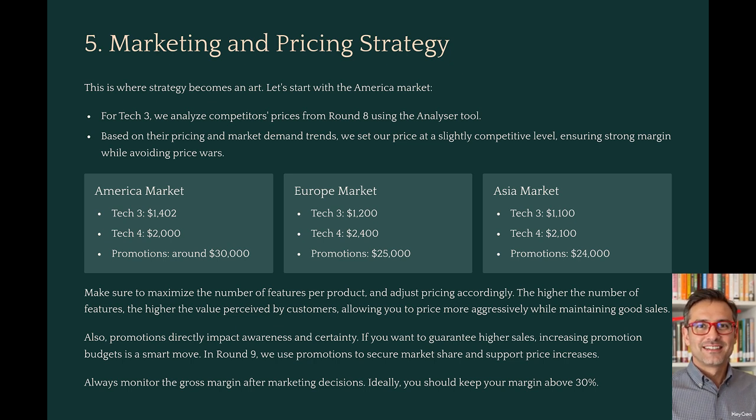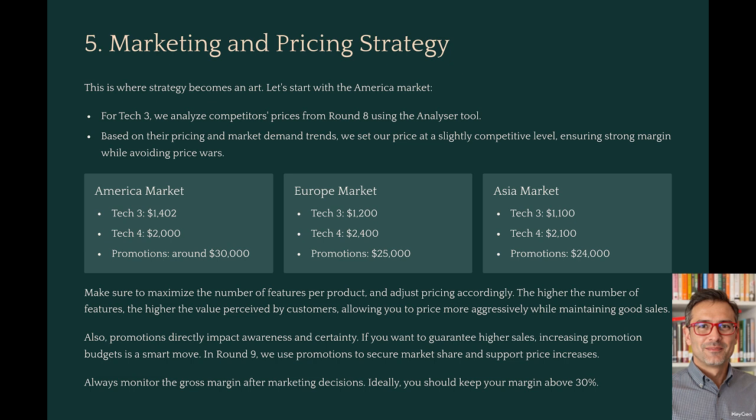Promotions, around $30,000 in Europe, based on market sensitivity and previous sales data. Tech 3, $1,200. Tech 4, $2,400. Promotions, $25,000 in Asia. Tech 3, $1,100. Tech 4, $2,100. Promotions, $24,000.